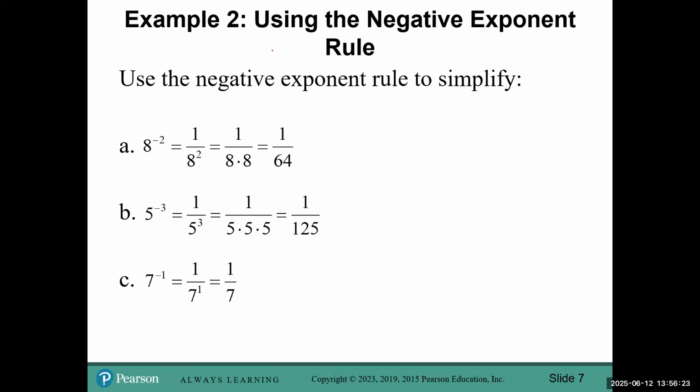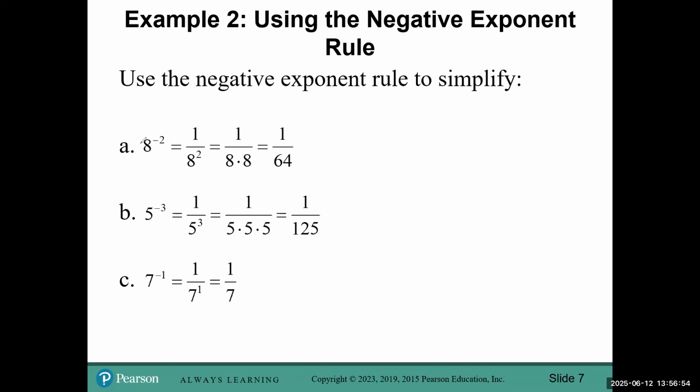All right, so we can simplify some things here using that negative exponent property. So 8 to the -2, using that property, we know that it's 1 over 8 squared. And so then we can just rewrite that as 1 over 8 times 8, and that's 1 over 64. 5 to the -3 is going to be 1 over 5 times itself 3 times. So 1 over 5 times 5 times 5, which is 1 over 125.